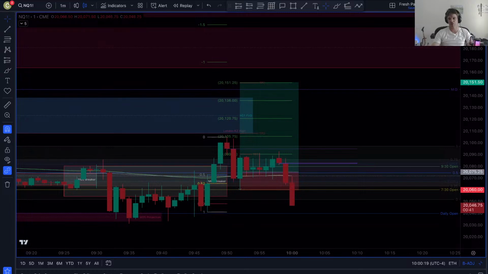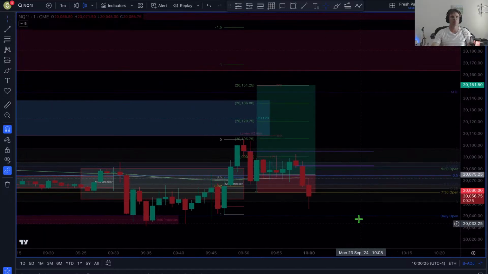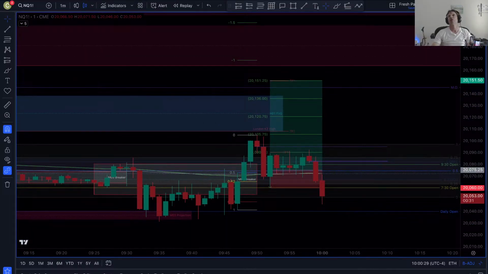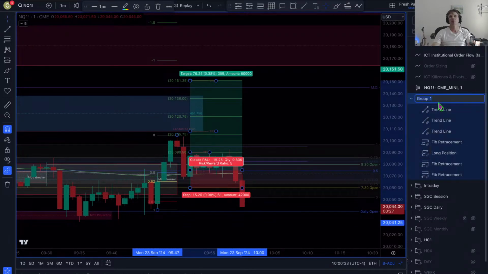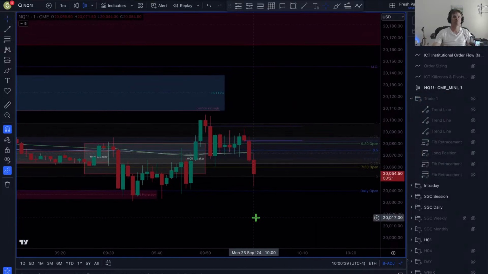That's the stop out. So a trailer could have saved me a little bit, but otherwise I think that's a solid trade. So let's get rid of that. Oh, this is 10 o'clock now.